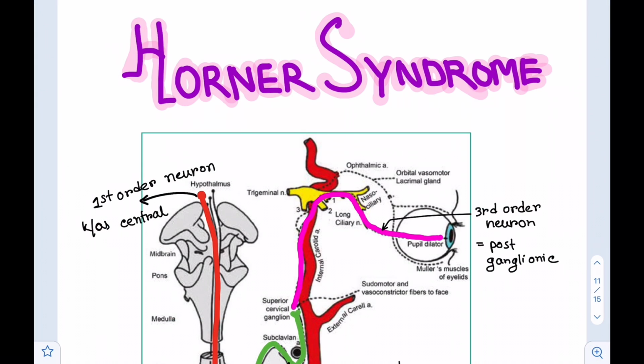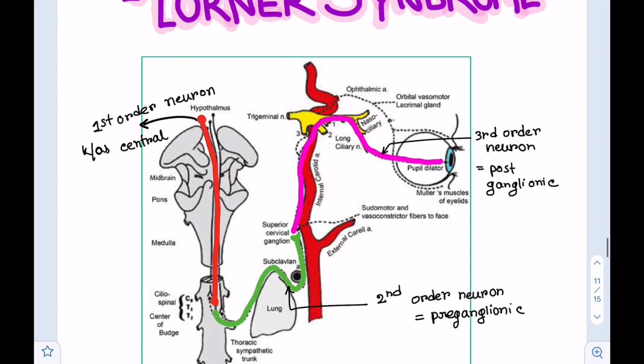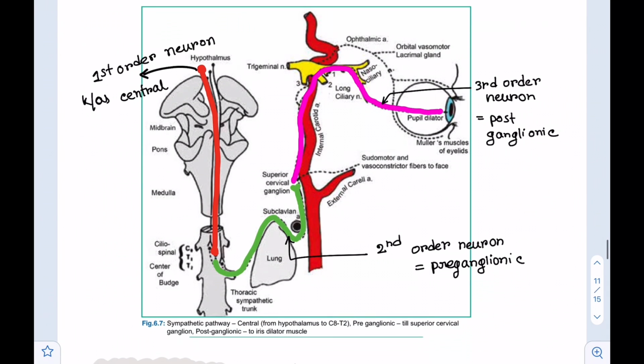Horner's syndrome. So let's see the sympathetic pathway of the eye. There are three types of neuron: first order neuron, second order neuron, and third order neuron. From the hypothalamus to the C8-T2 is the first order neuron. From T2 to the superior cervical ganglion is the second order neuron, the green part. And from the superior cervical ganglion to the pupil dilator muscle is the third order neuron.